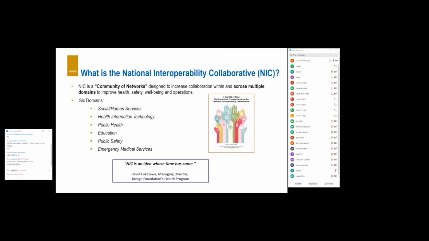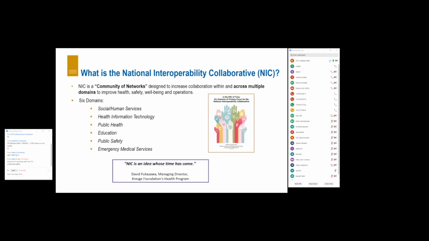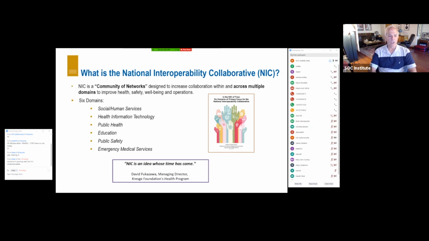Are there folks on the phone here now saying, oh yeah, my domain's not represented either, we ought to really be looking at X, Y, or Z? You don't see yourselves as part of one of these necessarily? Or can you see what you're doing as sort of subsumed into whether it's social or health or public health? I'm just trying to get a sense of whether there are other senses around that.